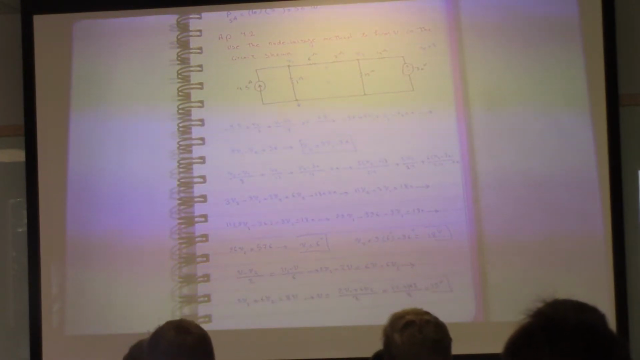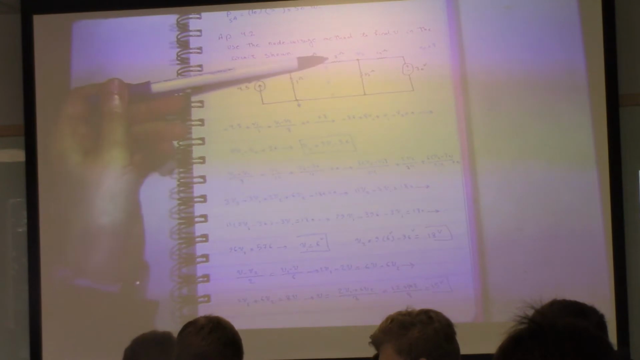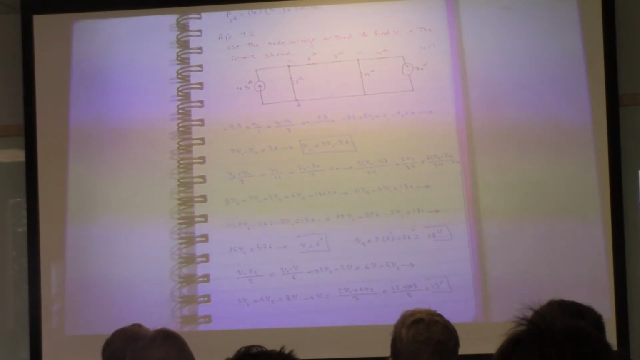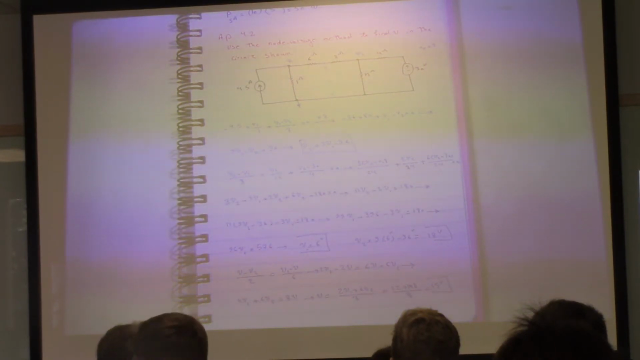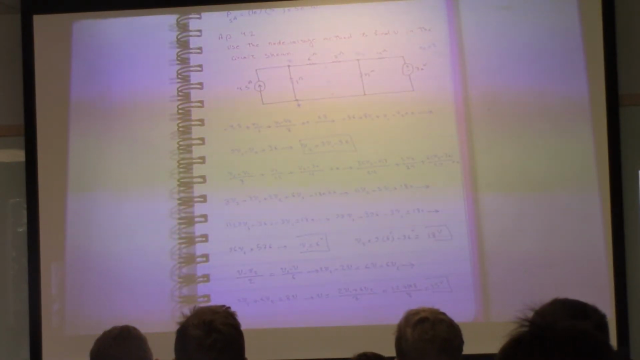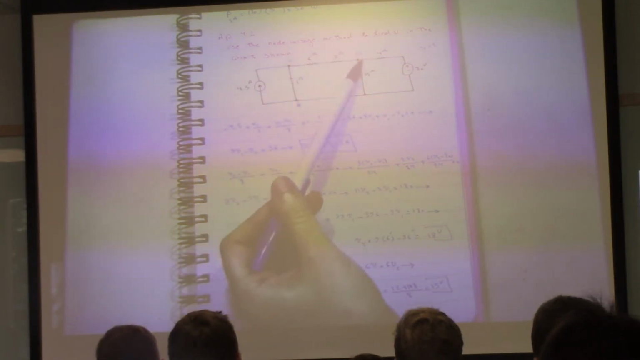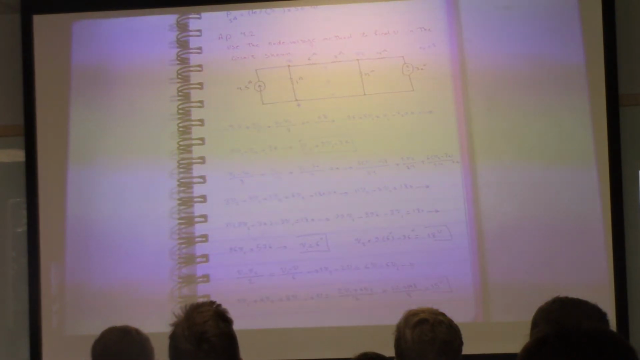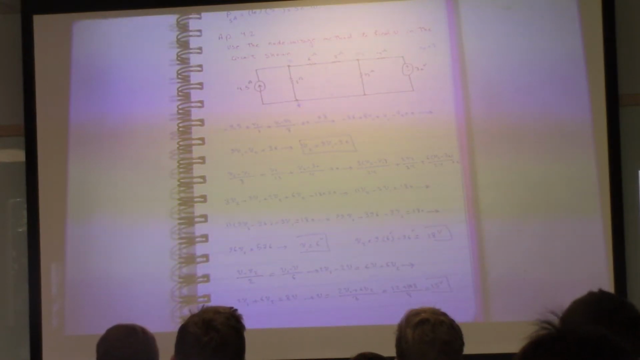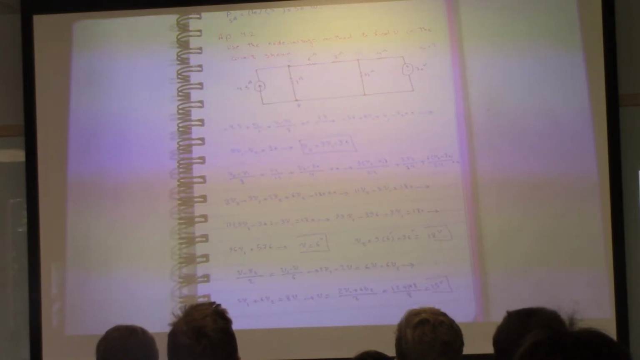Problem 4.2. Again, use the node voltage method to find V. What is V? From this point to this point is V. For this circuit, how many essential nodes? 2 or 3? 1, 2, 3. This one is the reference. So it means we need to have two equations.